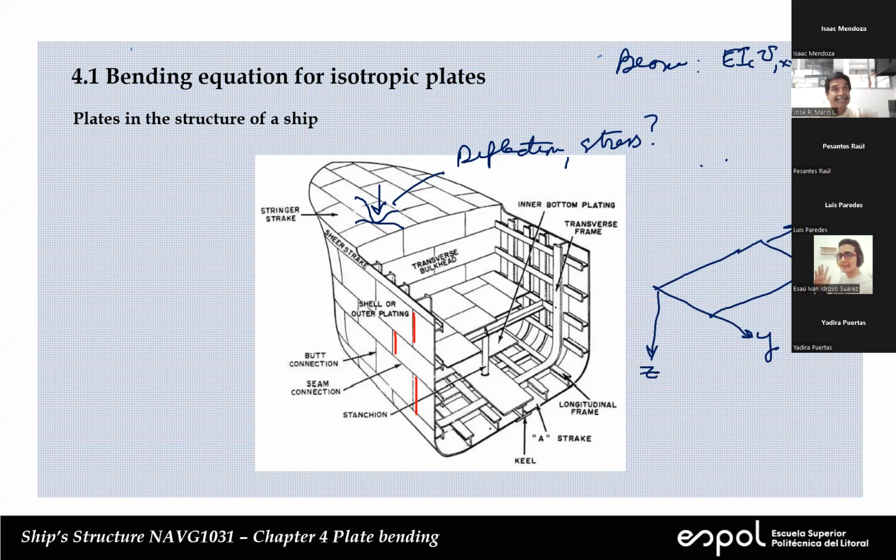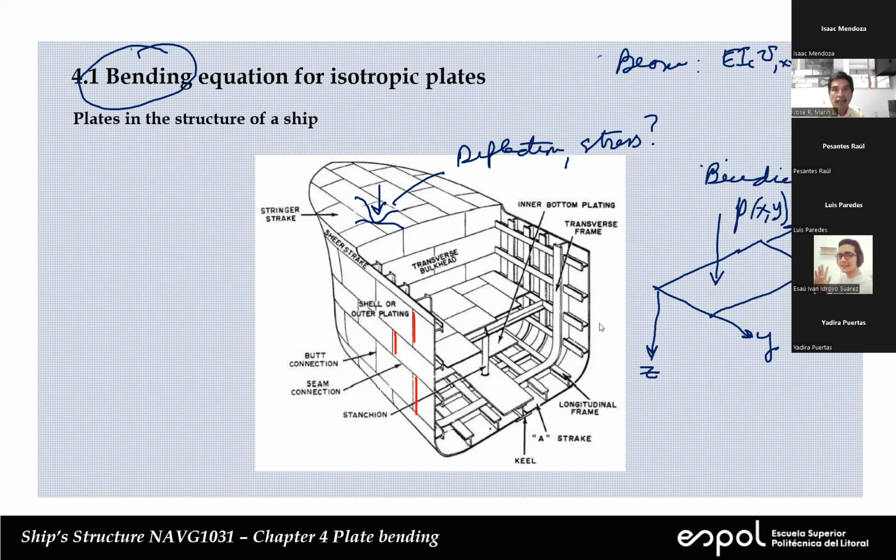And in this chapter, since this is bending, the loading will be like this. So it's going to be normal to the plate. So this produces bending. Okay? This is the problem that we're going to analyze in this chapter.